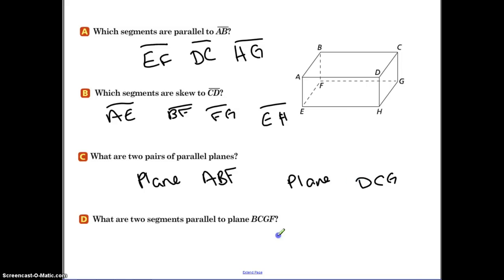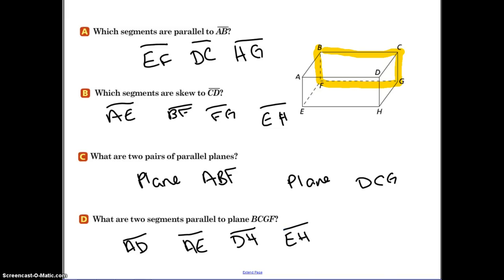And what are two segments parallel to plane BCGF? So here's BCGF right here. And we want to know two segments that are parallel to this plane. So they need to be going like not in our plane but going in the same direction. So as long as we pick segments from our front plane, they will be parallel to that plane. So we could have segment AD, segment AE, segment DH, or segment EH. Those would all be parallel to that plane.